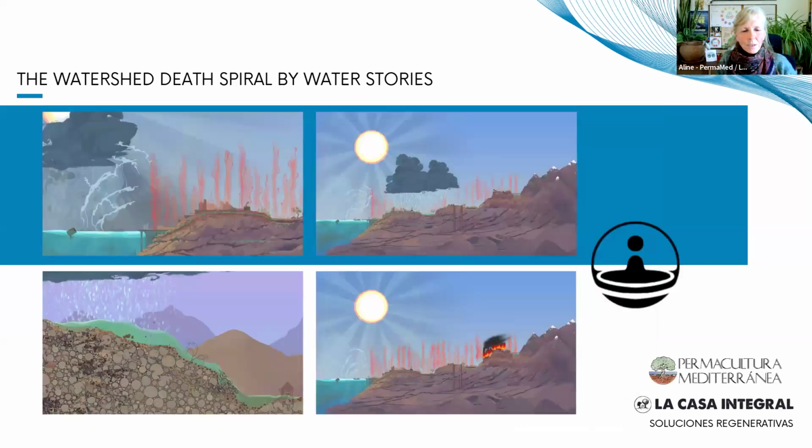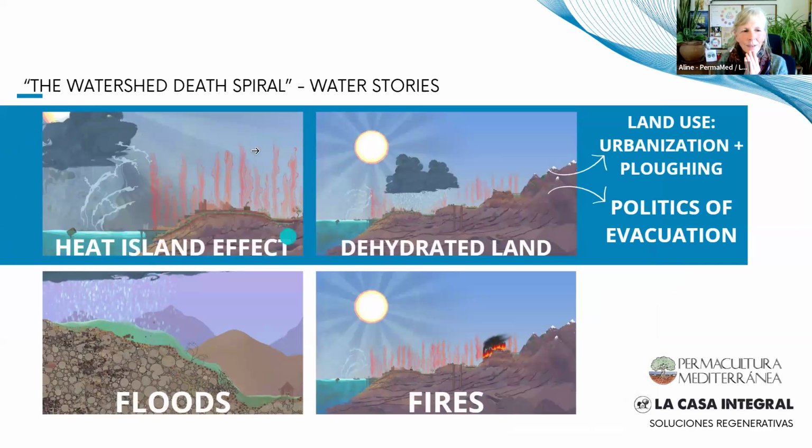So we have 4 images here that actually explain the heat island effect. Heat rises above urbanized areas along coastlines. The clouds need to get bigger and bigger and bigger to be able to move over them. We have a lot of dehydrated land. We have plowed, we have asphalted, we have put in monocultures, etc. And on top of this, we have governments who follow the politics of evacuation. Water needs to quickly move to the sea.